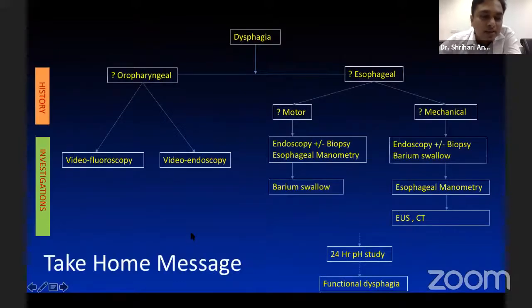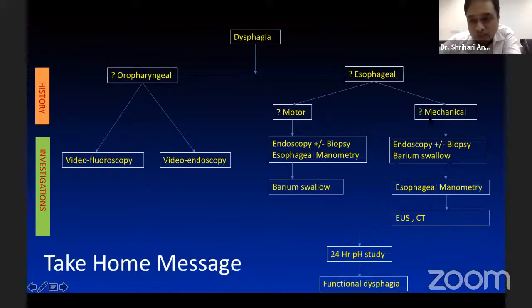So just to summarize, a take-home message for any patient presenting with dysphagia, the history is very important, based on which you could narrow down whether this patient has an oropharyngeal dysphagia or an esophageal dysphagia. If esophageal dysphagia, whether this patient has predominantly motor-related dysphagia or a mechanical dysphagia. If you could narrow down to oropharyngeal dysphagia, a video fluoroscopy or a video endoscopy is useful. For patients who are having motor esophageal dysphagia, starting with an endoscopy with biopsy, followed by an esophageal manometry, and then as per requirement, a barium swallow would be the right way to proceed.